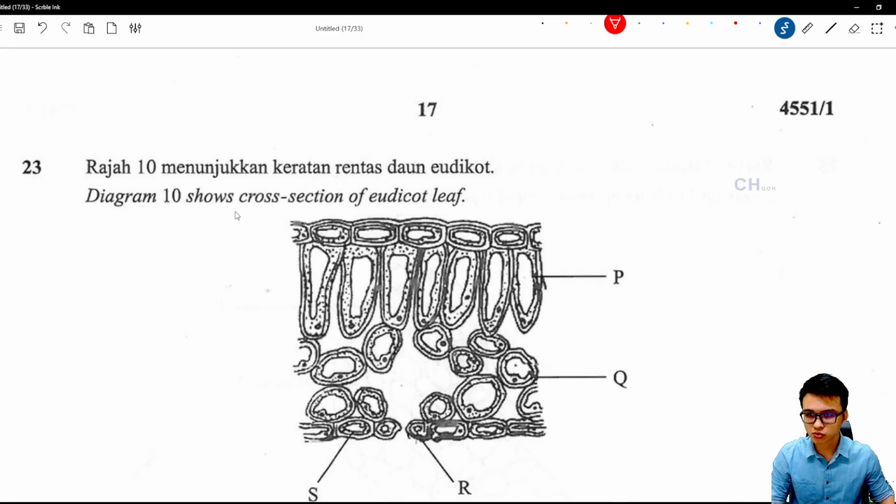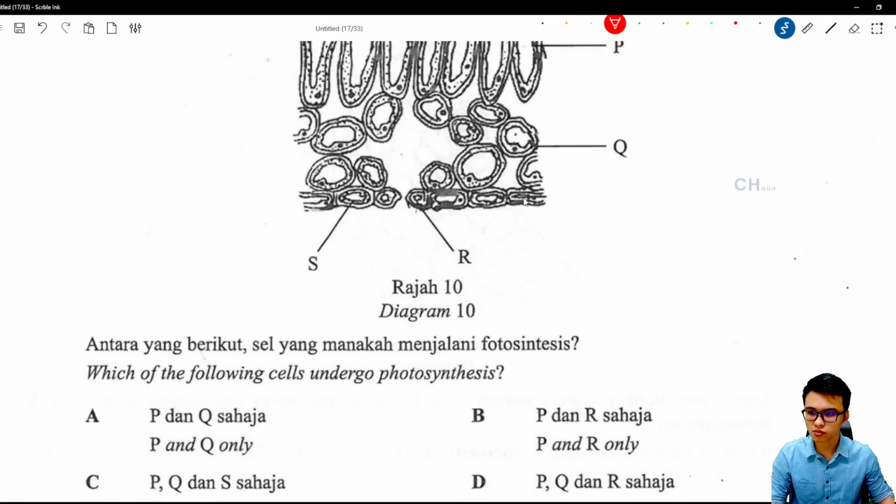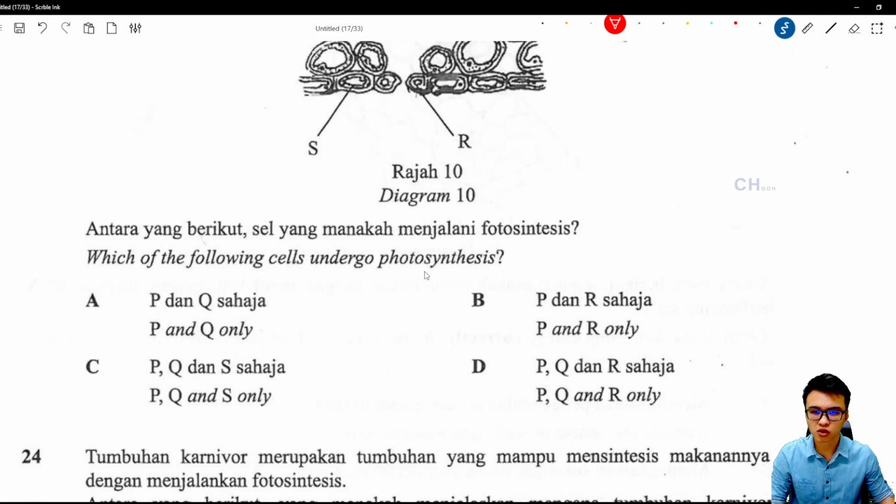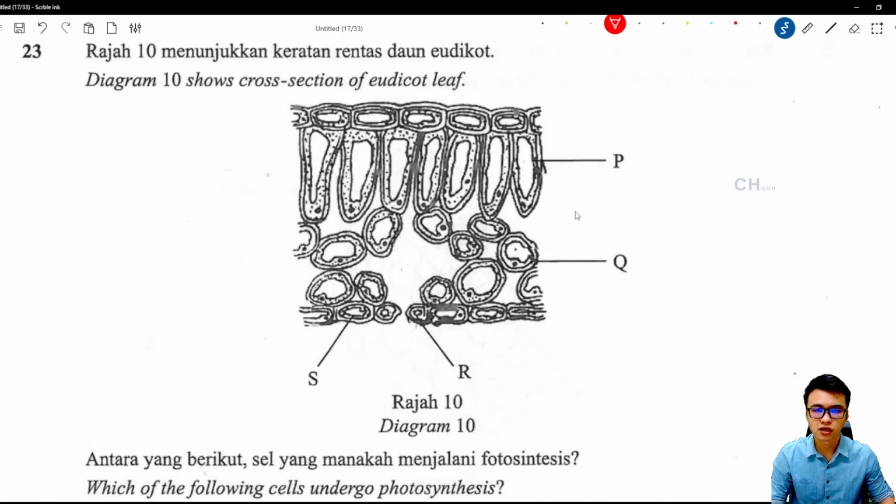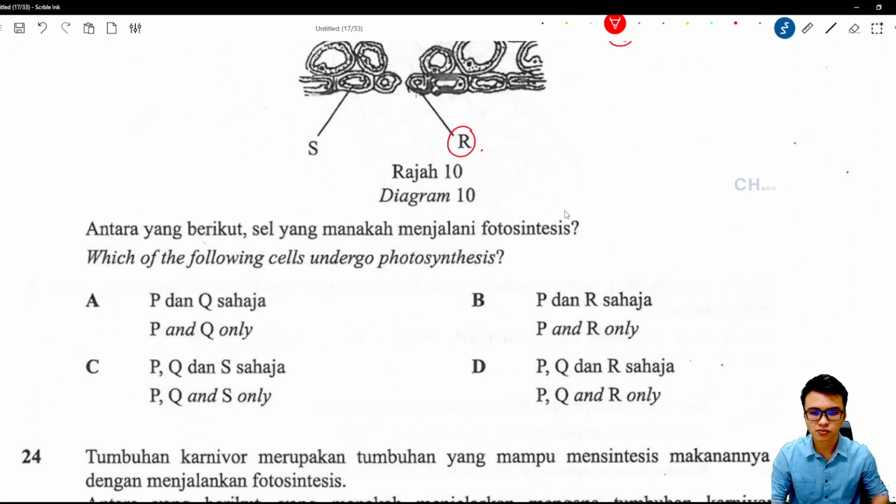Question 23. Diagram 10 shows the cross section of a eudicot leaf. Which of the following cells undergo photosynthesis? It should be palisade mesophyll cell, spongy mesophyll cell, as well as the guard cell. So PQR. Okay, answer is D. Oh yeah, guys, take notes.